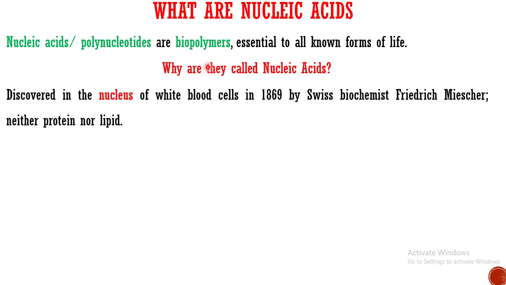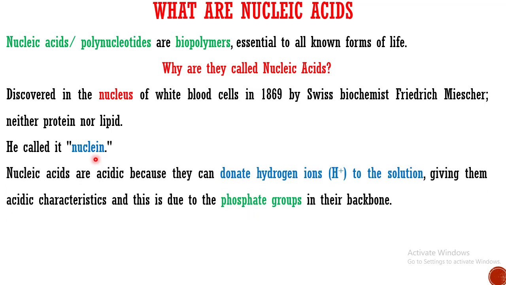If you look at the discovery, the nucleic acids were discovered in the nucleus of the white blood cell in 1869 by the Swiss biochemist Miescher. At that particular time, it was not fitting into the two major classes of biomolecules, the proteins or the lipids. So he called them nuclein because it was not fitting into the protein or the lipid category. If you look at these nucleic acids, they are acidic because they can donate hydrogen ions to the solution, giving them acidic characteristics.